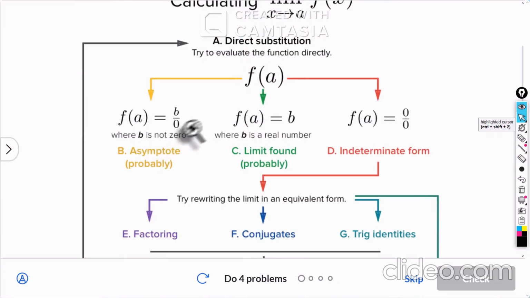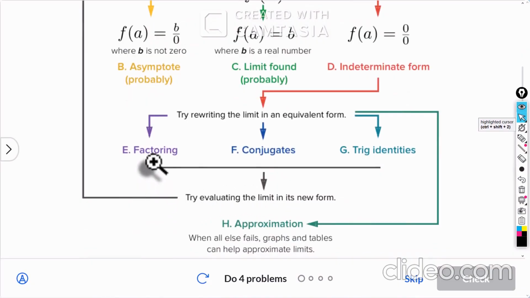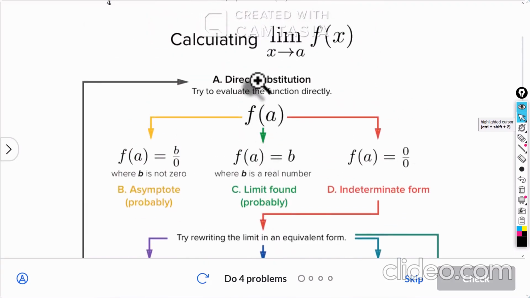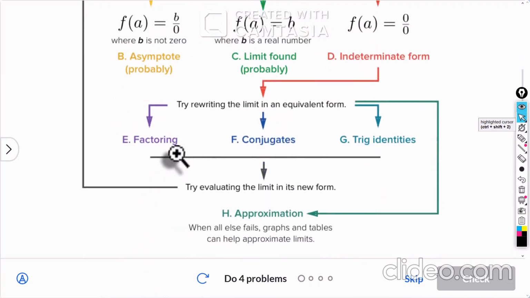And then it's one of those three that I just went over: a number over zero, you get an actual number, or you get 0 over 0. Like we said, if you get 0 over 0, you have to keep going. We learn factoring, we learn conjugates, and we learn trig identities. You're going to try one of these three, depending on what's appropriate, and then go back and use direct substitution again and see what you get again.